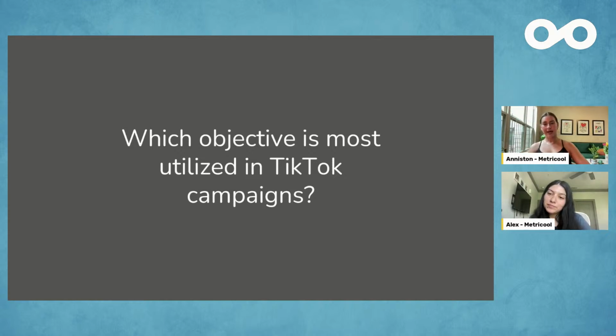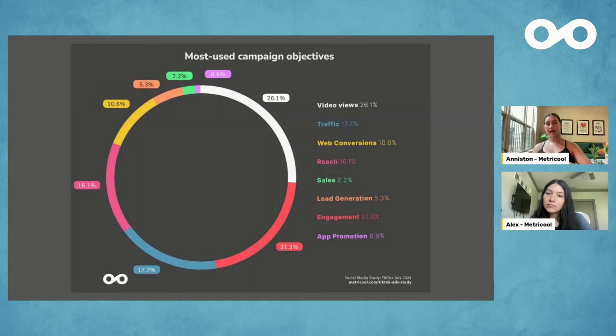So let's look at which objectives are most used in TikTok campaigns. We have this chart that shows the percentage of usage per campaign objective, and we're just going to run through the objectives on TikTok. So the most used campaign was video view campaigns.